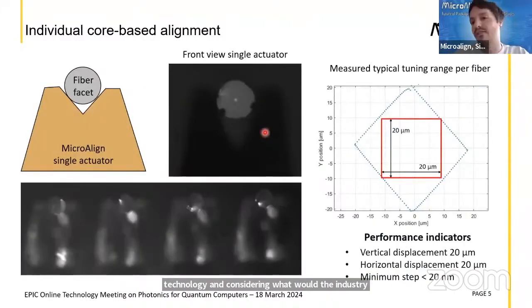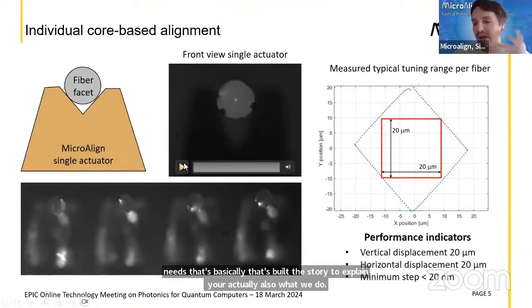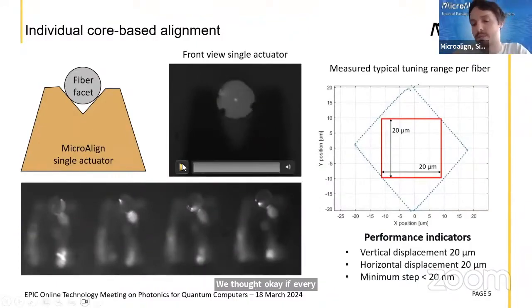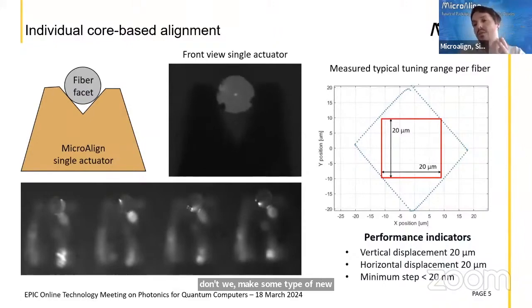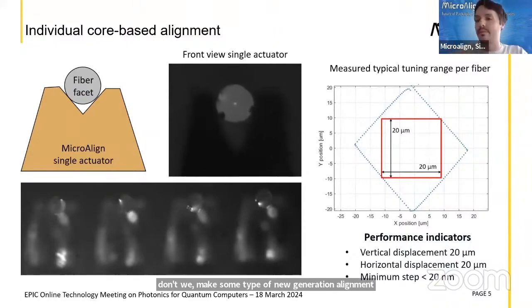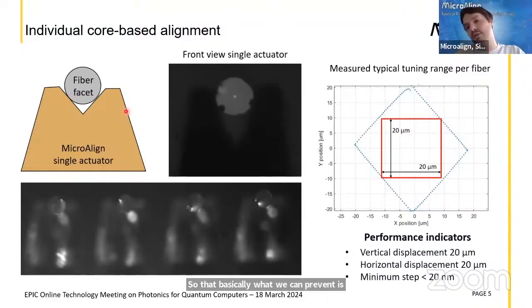We thought, okay, if every photon matters and every fiber matters, why don't we make some type of new generation alignment technology where we can align each fiber independently and at the same time, so that basically what we can prevent is the problem of the individual fiber alignment, especially when many fibers have to be connected to a chip.